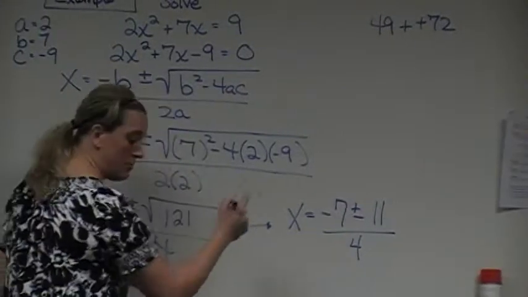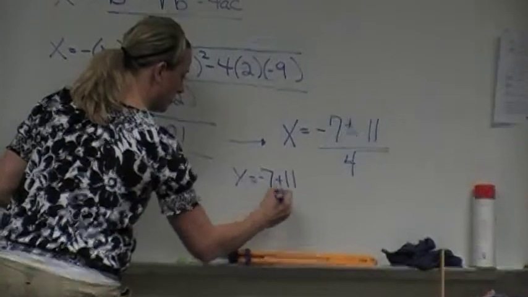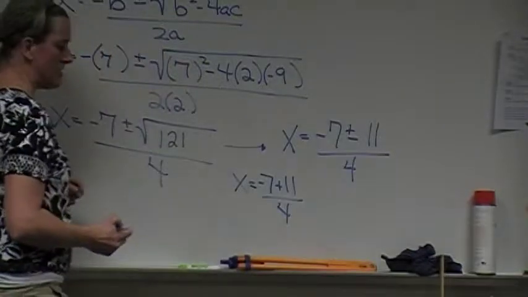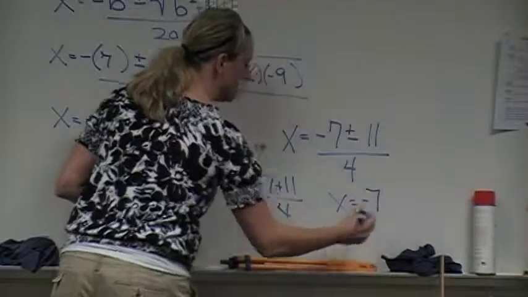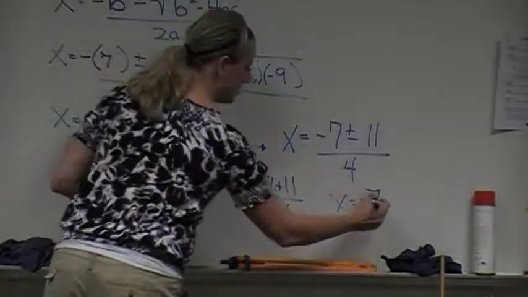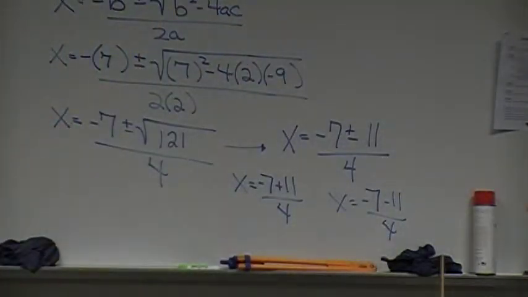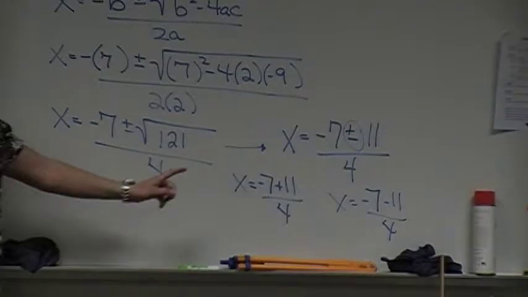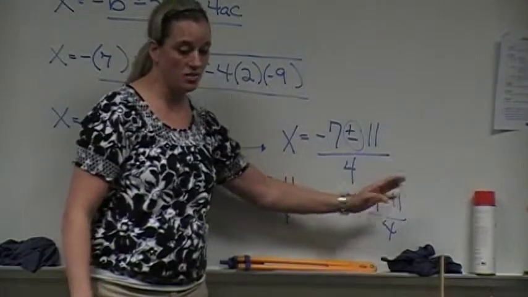So here I go. I'm going to set my two separate equations up. X equals negative 7 plus 11 divided by what? 4. And then how's the other one going to be set up? X equals negative 7 what, class? Minus 11 divided by what? 4. You see how we're going to get two solutions because of the plus or minus part? Because of this right here, I'm going to have to set up two separate equations: negative 7 plus 11, that answer divided by 4, and negative 7 minus 11, that answer divided by 4.